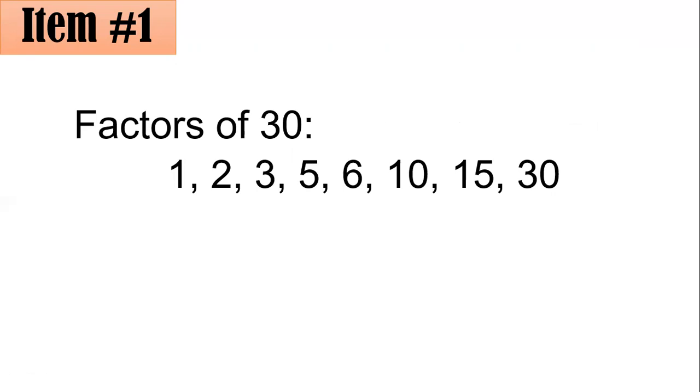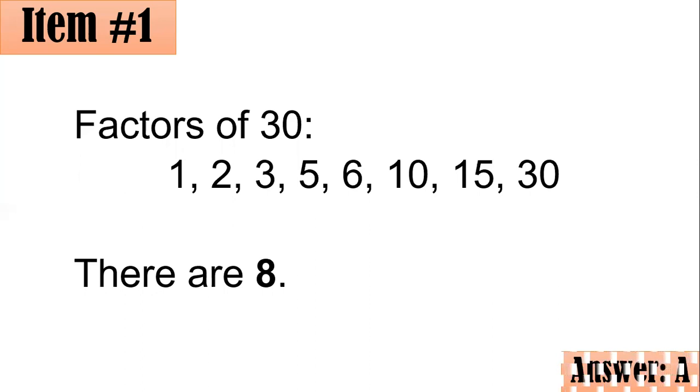Hence, and take note that we are not paying attention to order, the factors of 30 are 1, 2, 3, 5, 6, 10, 15, and 30. And you could see that there are exactly 8 of them. Hence, letter A is the correct answer.